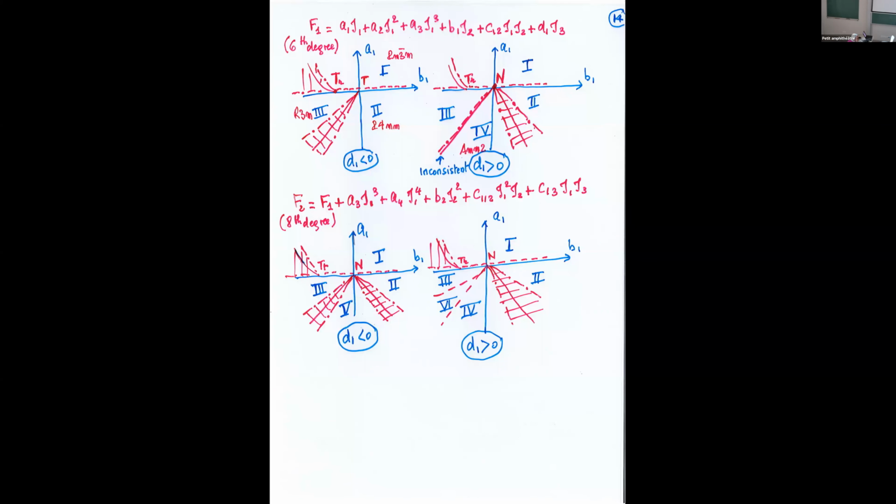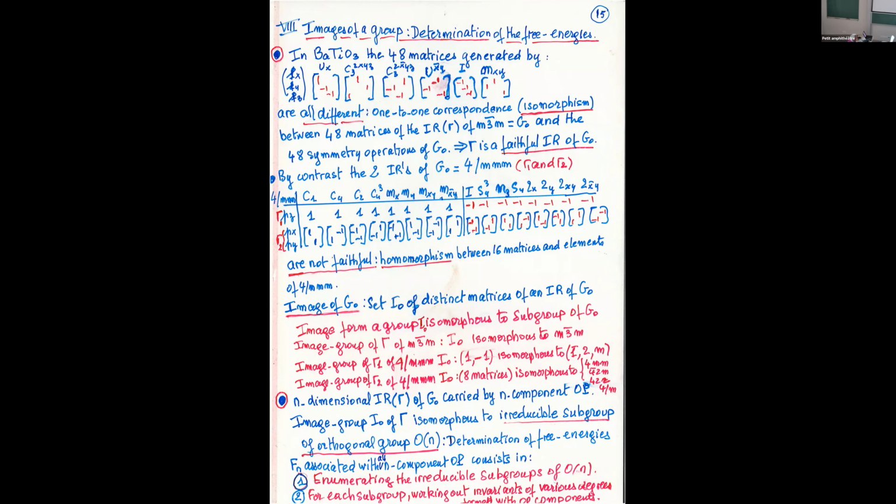And now we can go to some other ideas. Let's say I want to introduce the concept of image of a group, because the image of a group allows us to determine all the free energies associated with an order parameter. Let me start again with barium titanate. Barium titanate, as I said before, has 48 matrices generated by these 6. All the 48 matrices of barium titanate are different, all 48.